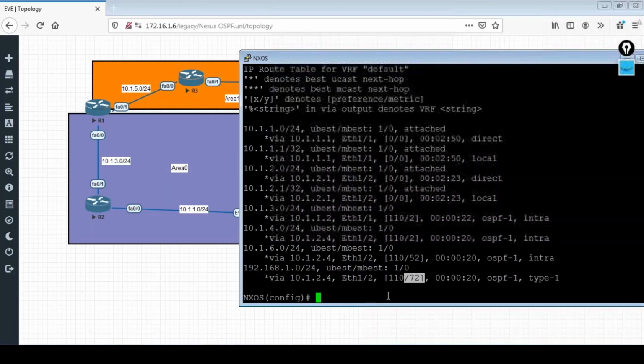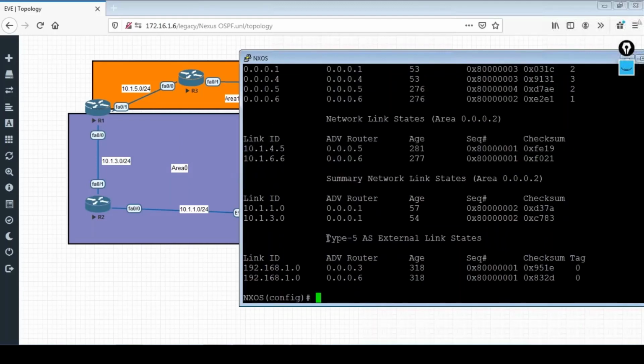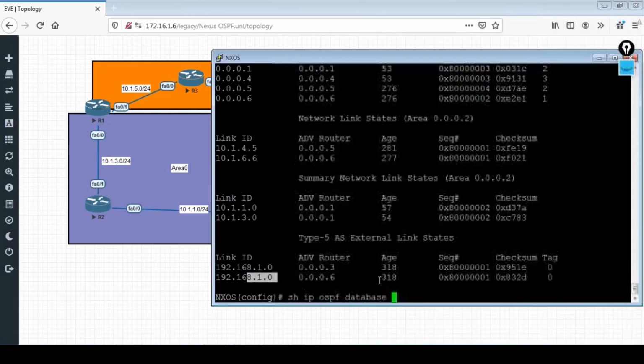Let me prove a few things for you. Show IP OSPF database here. When I see the database, I can see the external here. I'm getting 1.0 from router 3. I'm getting 1.0 from router 6 as well. From both the routers, I'm getting it.